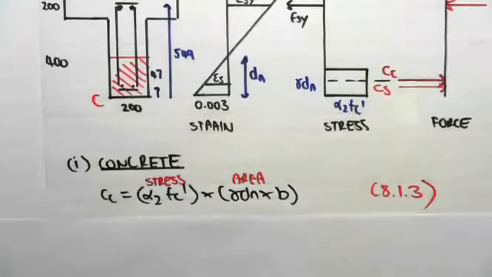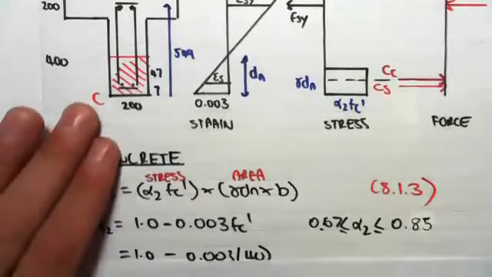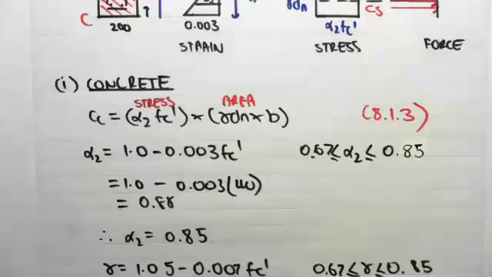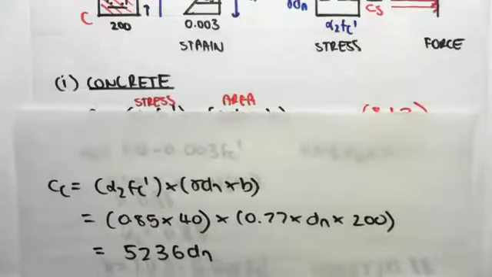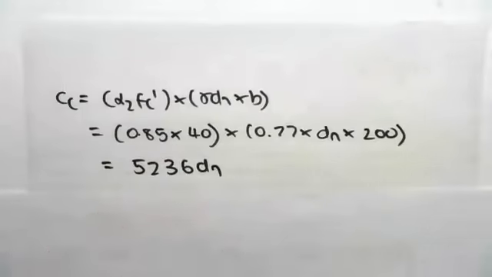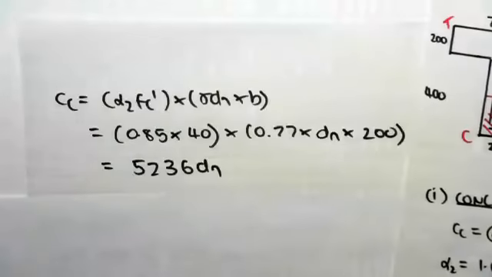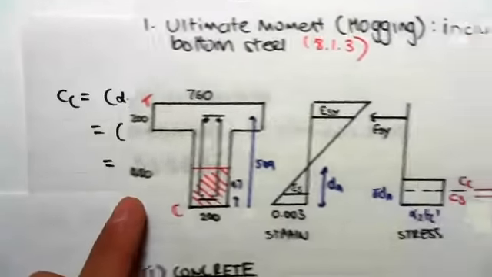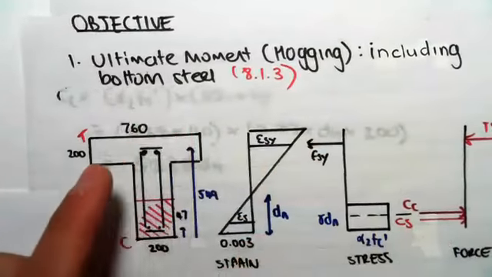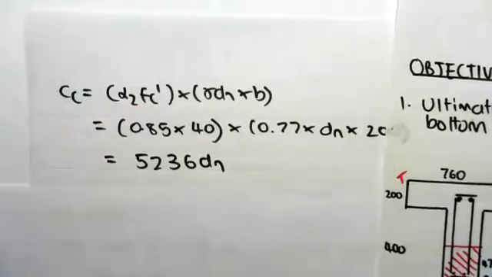We do the compression in the concrete, we find alpha 2, we find gamma, and we can find that the compression in the concrete is this formula over here, and we find it to be 0.5236 f'c b dn. So including that bottom area of steel is not going to affect the compression in the concrete at all. Alright, so that's why I want you to watch the previous video where I explain all this and calculate it. So if you don't understand it, go watch the previous video. And for this case, when we're including the bottom steel, the compression in the concrete won't change.